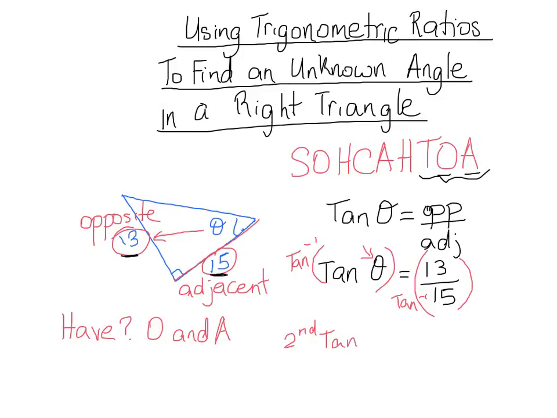So in your calculator, what you would type is second tan 13 over 15, and that should give you the correct answer if you are in degrees, which you should be. So go ahead and do that with me. I'm doing it myself. So we're doing inverse tangent 13 over 15, and the answer should be 40.9 degrees. And that's how you find an unknown angle using trig ratios.